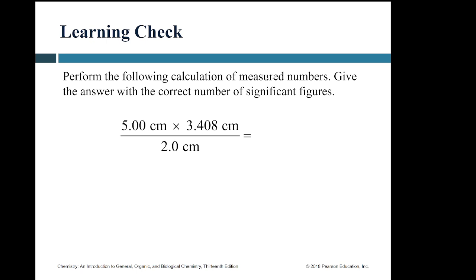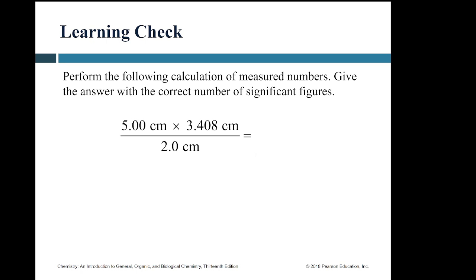So let's perform the following calculation of measured numbers. Let's give the answer with the correct number of significant figures. So we have 5 centimeters times 3.408 centimeters divided by 2.0 centimeters. Okay, so go ahead and try to get that calculated.